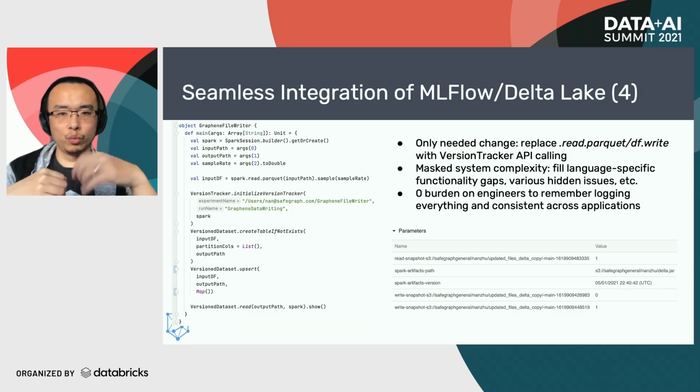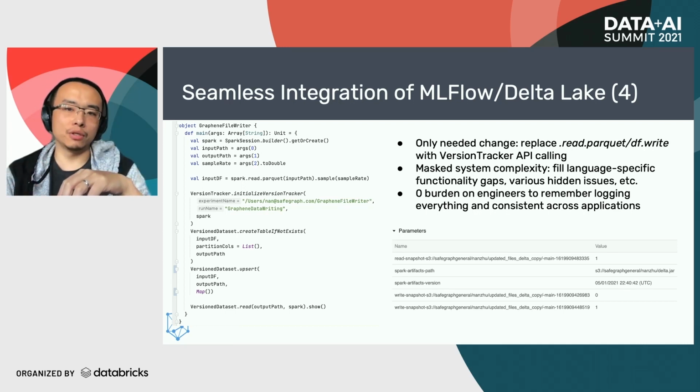And within this code, we didn't explicitly log anything. But still in the MLflow UI on this page, you can see that we have automatically logged the version of the data being read, the version of the data being written, the jar we used, and the version of the jar we used. So we really bring zero burden on our engineers to remember logging everything, and get a consistent logging view across applications.